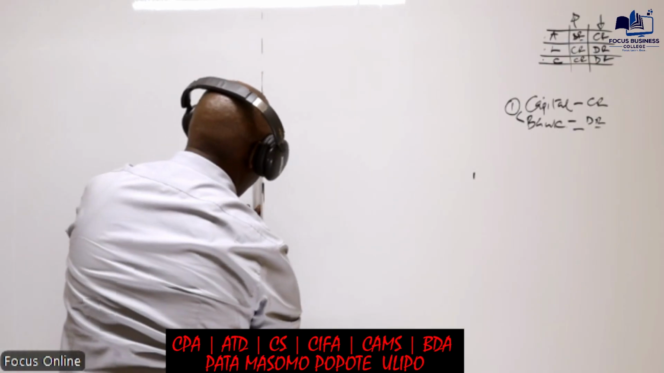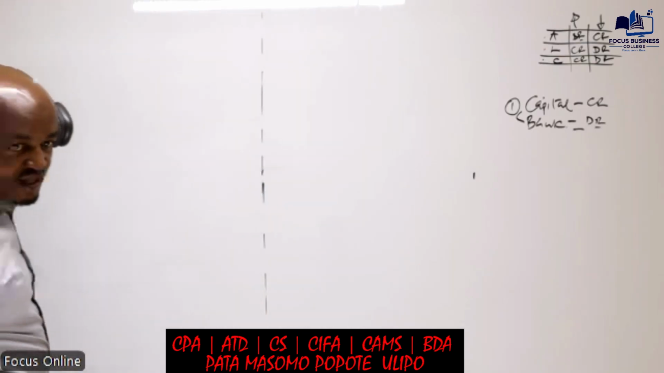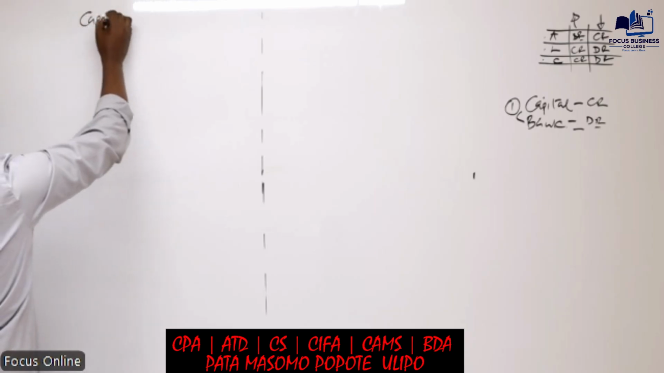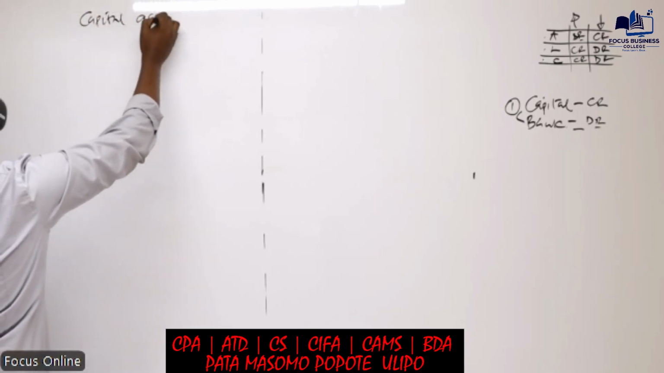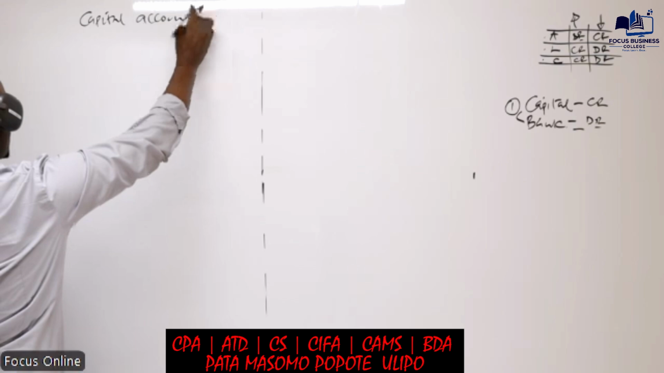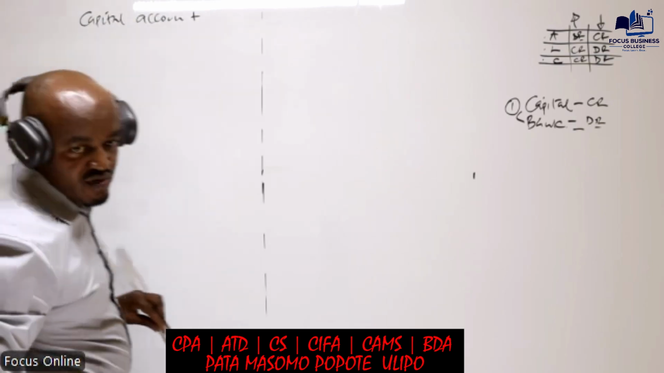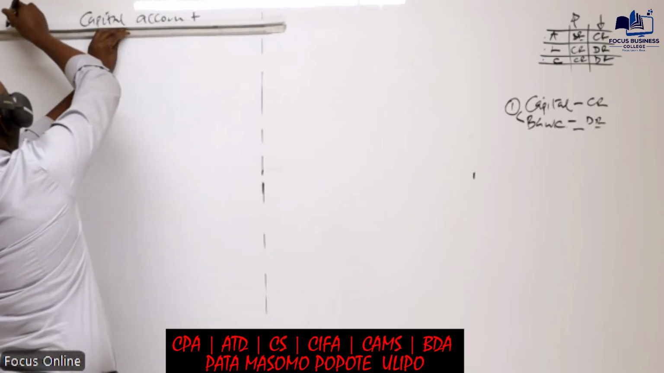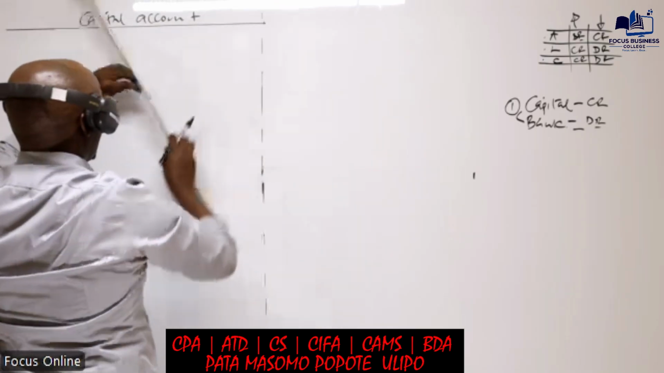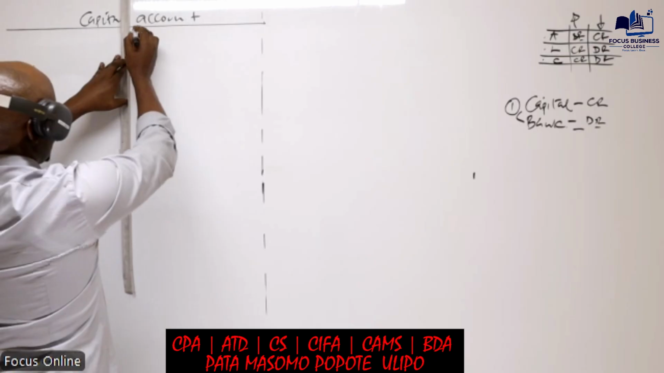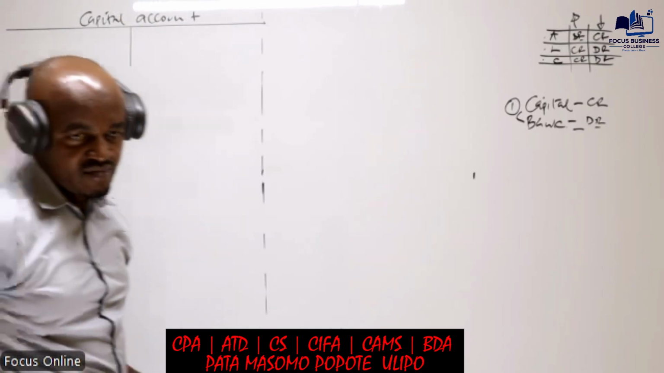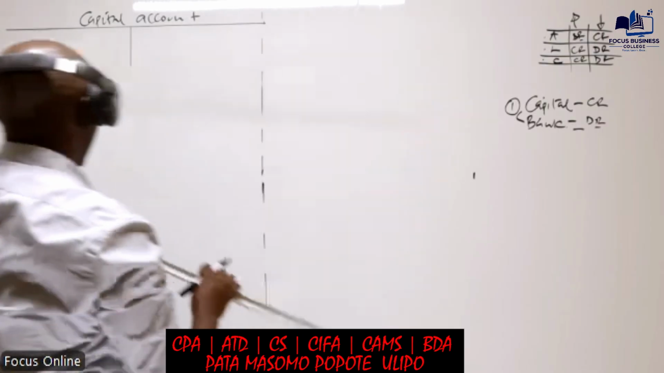Yes, so let's open those two ledger accounts. We start with the first one, which is the capital account. I hope you can see up there. Capital account. This account does not have so many transactions, so basically it can be just a small account. And then from there, we have the bank account.